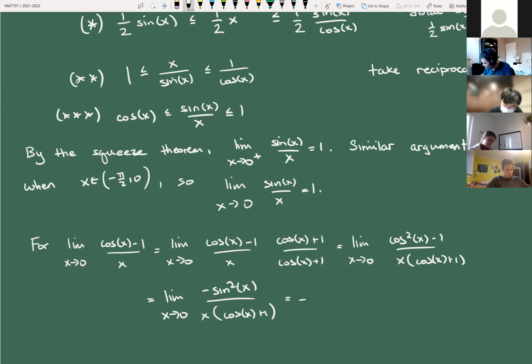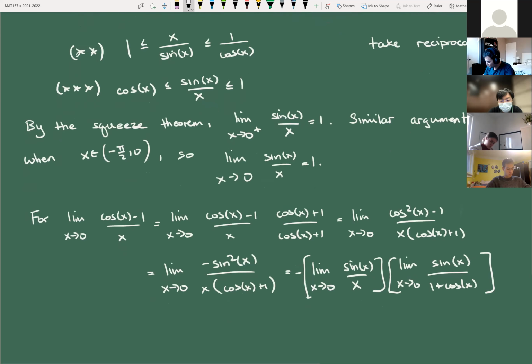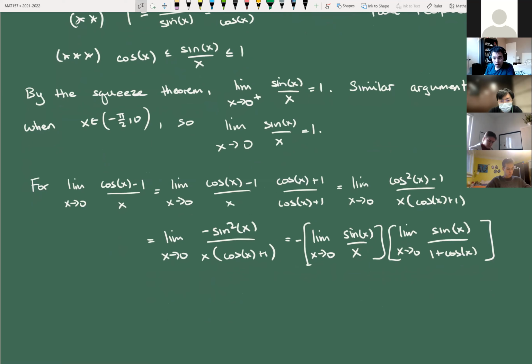And we can write this as the following, because all of these limits exist. So what do I want to do? I want to do the limit of sine x over x times the limit as x approaches 0 of sine x all over 1 plus cos x. Right? So here I've used the limit laws, and I've used the fact that, 1, sine x over x exists because I just proved that it existed.